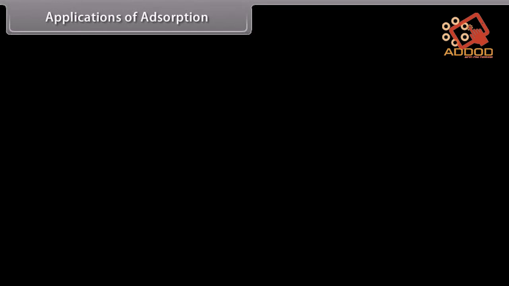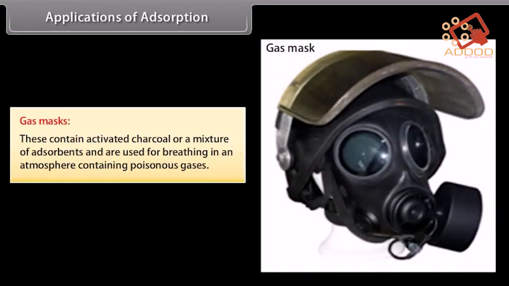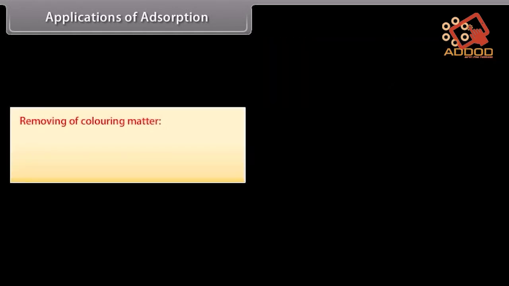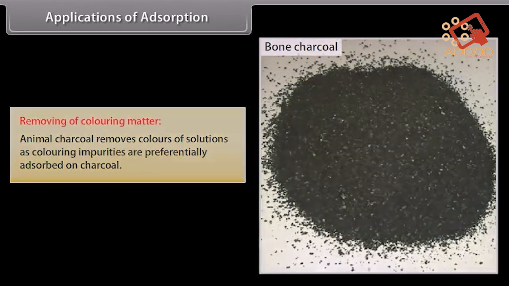Applications of adsorption. Gas masks: these contain activated charcoal or a mixture of adsorbents and are used for breathing in an atmosphere containing poisonous gases. Removing coloring matter: animal charcoal removes colors of solutions as coloring impurities are preferentially adsorbed on charcoal. For example, bone charcoal is used as a decolorizer in the sugar industry.